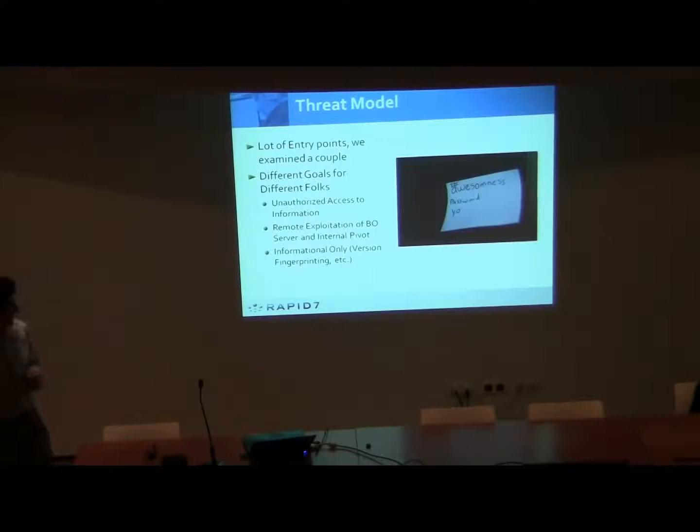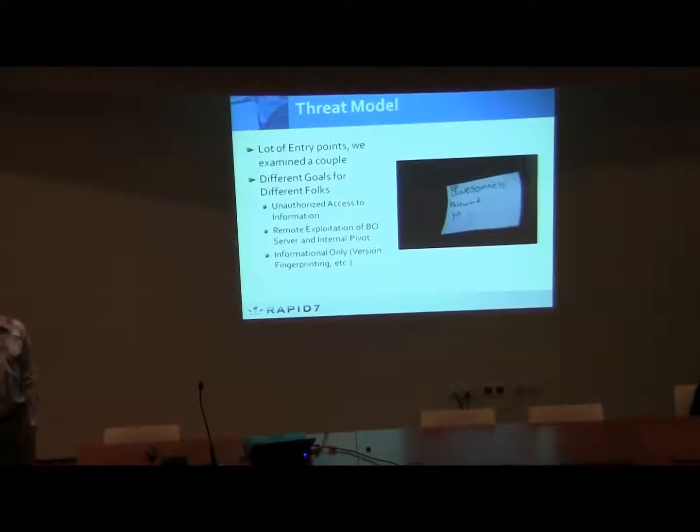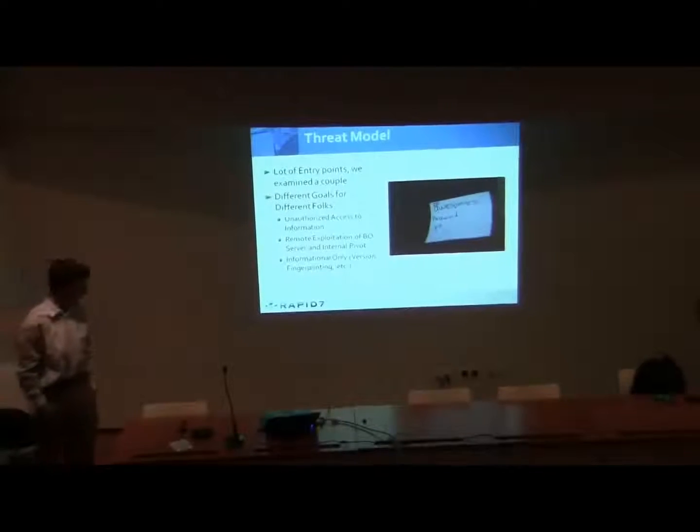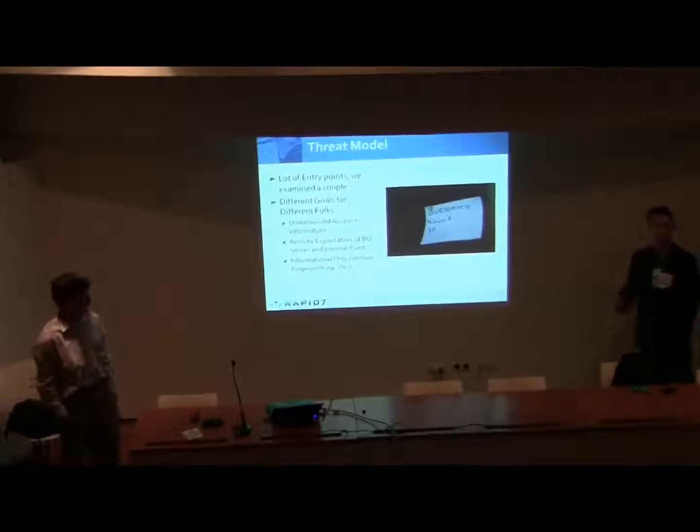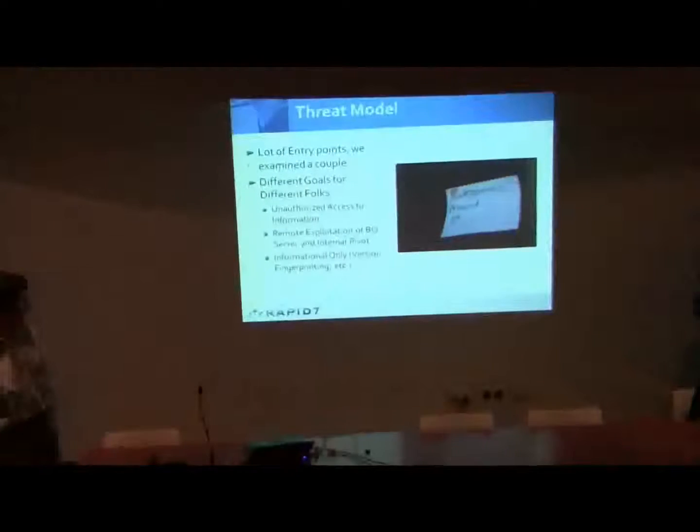Yeah, lots of entry points. Again, examine a couple, associate different goals for different folks, like Josh was talking about with goal-oriented pen testing. What are we trying to get to? What are we trying to achieve? If it's unauthorized access to information, remote exploitation of business objects to the server, uses an internal pivot, maybe using some administrative credentials you obtained, or is it information only? So version fingerprinting, or if you're seeing an old version, is that indicative of a lack of patching?